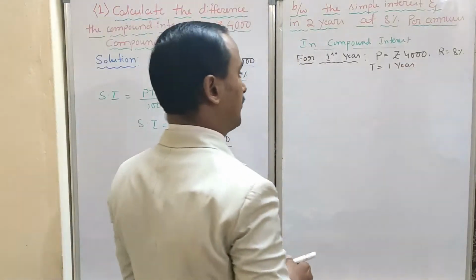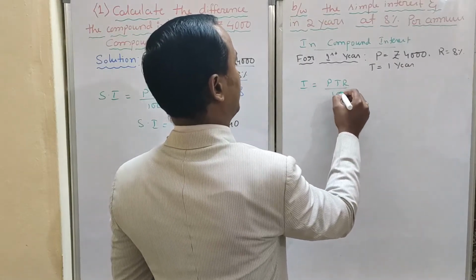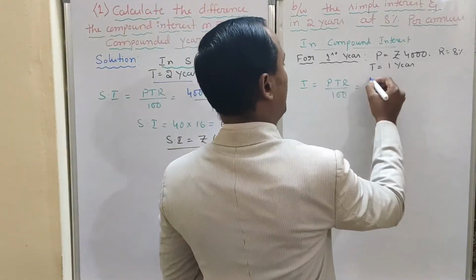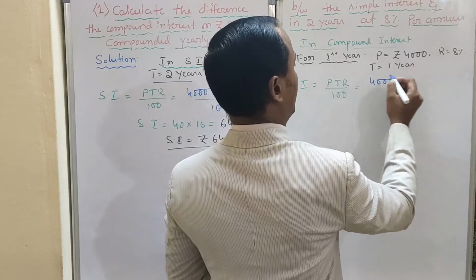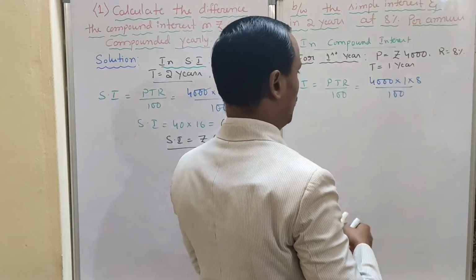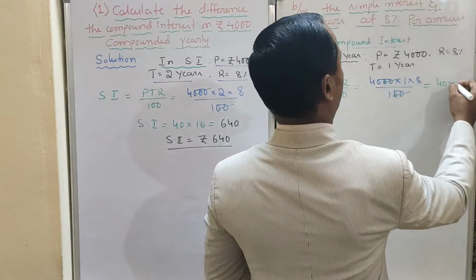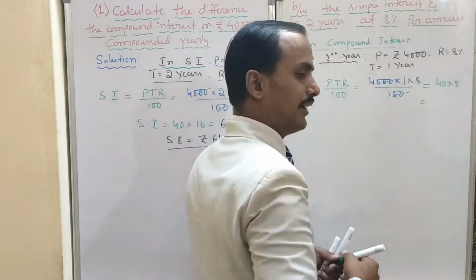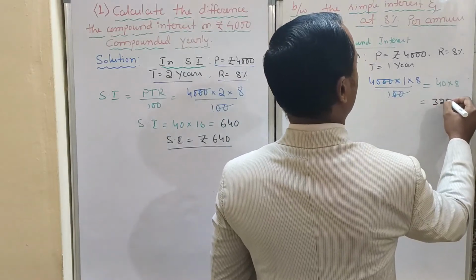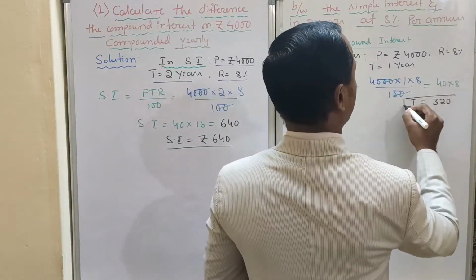Now the formula: interest is equal to PTR divided by 100. Shall I substitute the values? Principal is 4,000 into time 1 year into rate of interest 8 divided by 100. Then the two zeros cancel. Then 40 into 8, you know the answer? 4 eights are 32, so 320. Is it clear? This is the interest for the first year.